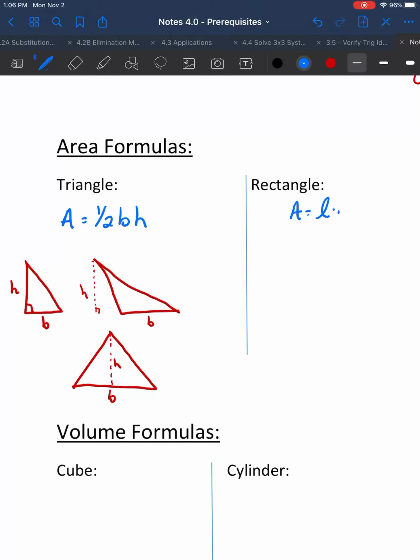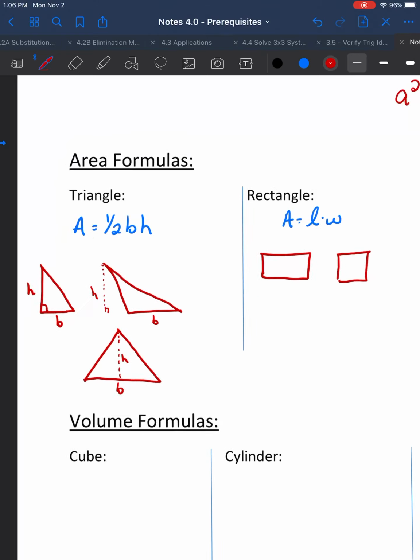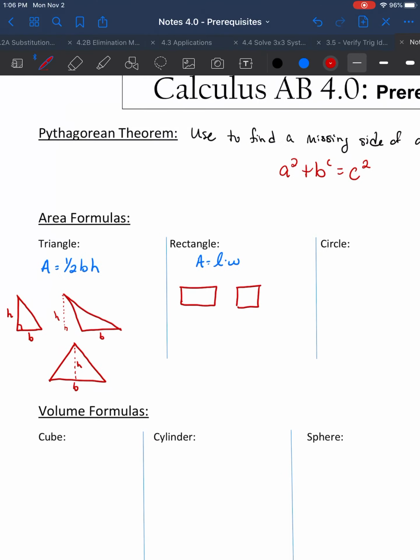Okay, a rectangle is length times width, and I know you all know what a rectangle looks like. But keep in mind a square classifies as a rectangle.